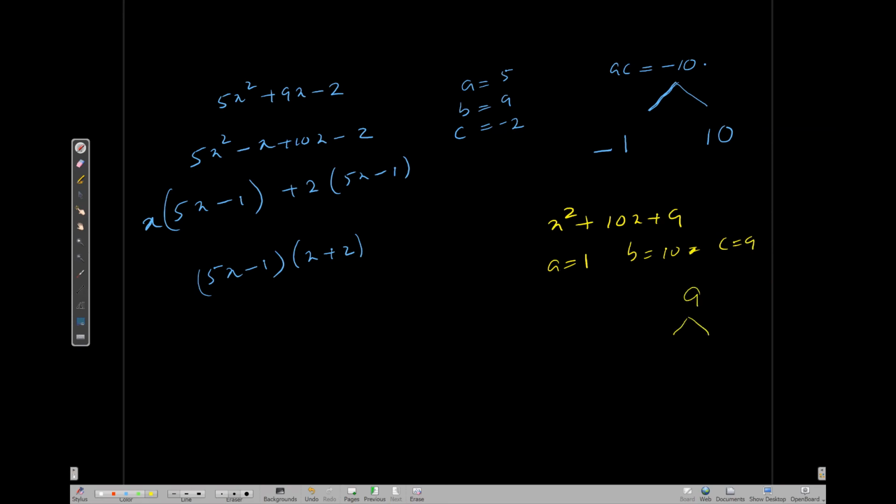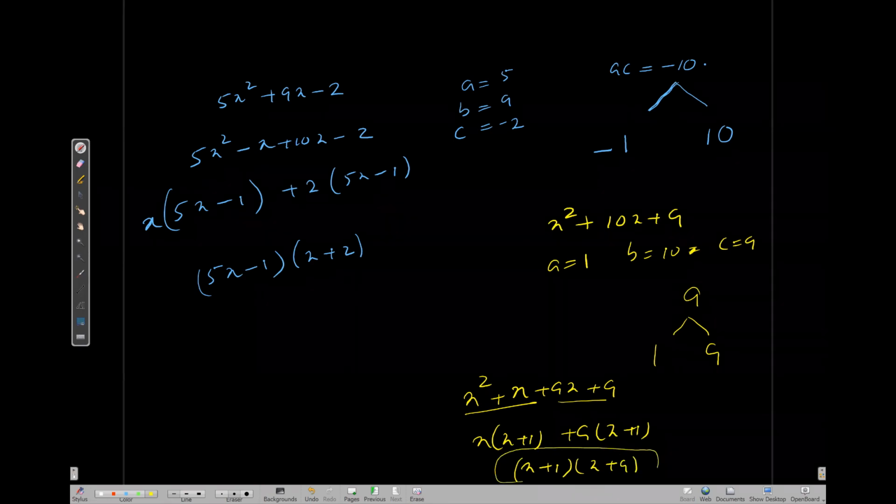So to make 10, 1 and 9: x squared plus 1x plus 9x plus 9. These two I pull x out, so x plus 1. These two I pull 9 out, so x plus 1. Now x plus 1 is common, so x plus 9. See, I think the procedure is clear. So that's all about factoring trinomials. Now let me conclude.